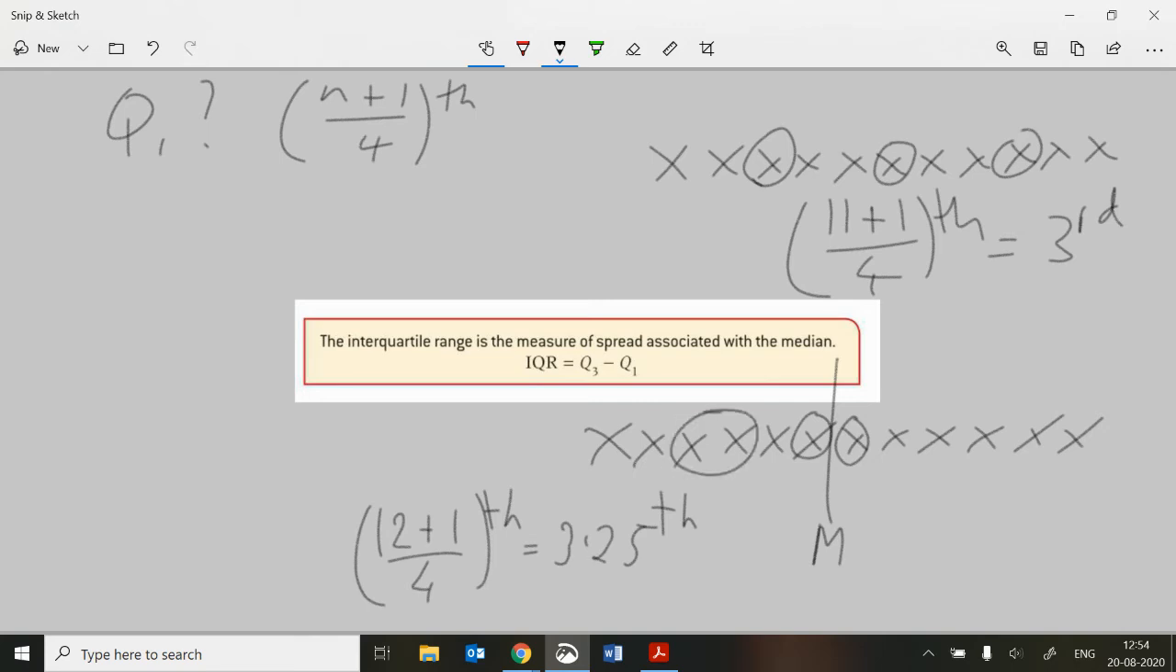Now 3.25 is 1/4 of the way between these two values. So it's not like we can just add these two together and divide by 2, because actually we just need to go 1/4 of the distance from this value to this value.